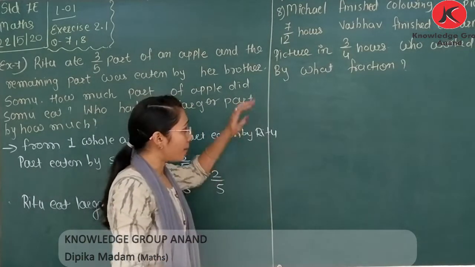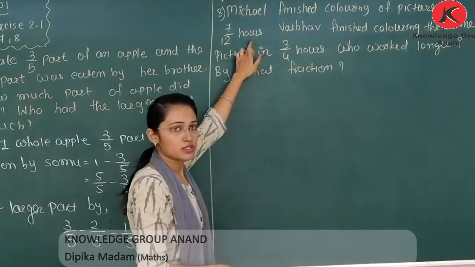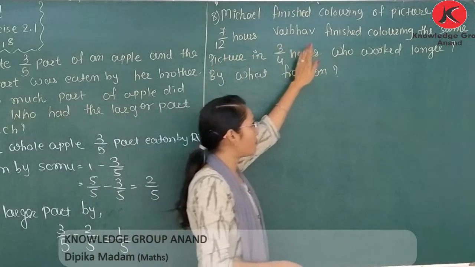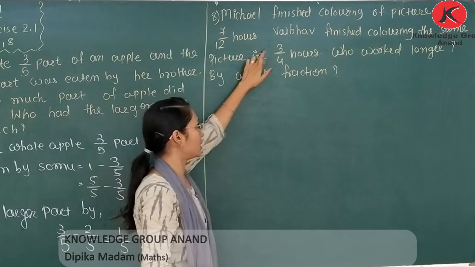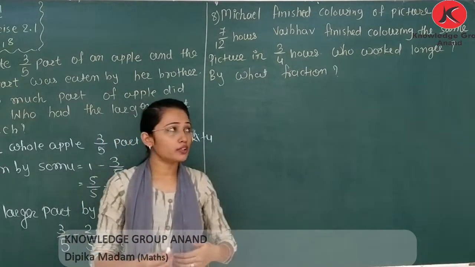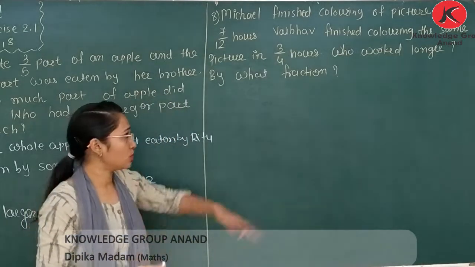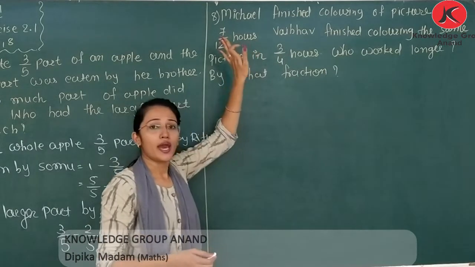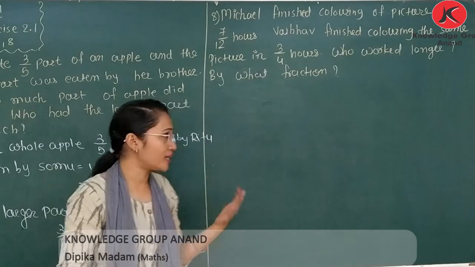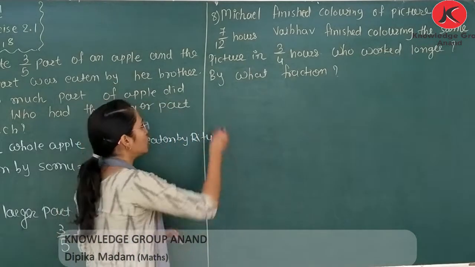Example 8. Michael finished coloring a picture in 7 by 12 hours. In how many hours did he finish the work? 7 by 12 hours. Vaibhav finished coloring the same picture in 3 by 4 hours. Who worked longer and by what fraction? Who worked longer means what is this? This is an example of comparison. You need to compare both of these fractions, and whichever fraction is larger or smaller, you can say which one is longer and which one takes lower time. Clear?